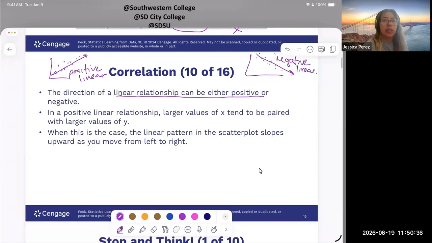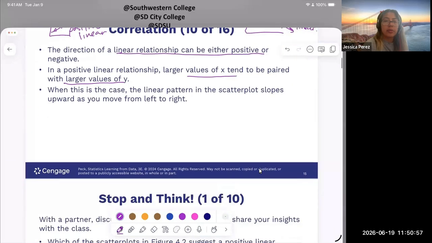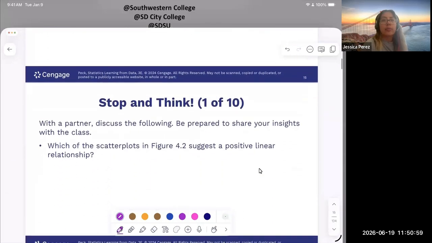With a positive linear correlation, that means that as you have larger values of x, you will have larger values of y. And if you have a negative correlation, then you start high and then you go low. When this is the case, the linear pattern in the scatter plot slopes upward when you move from left to right.